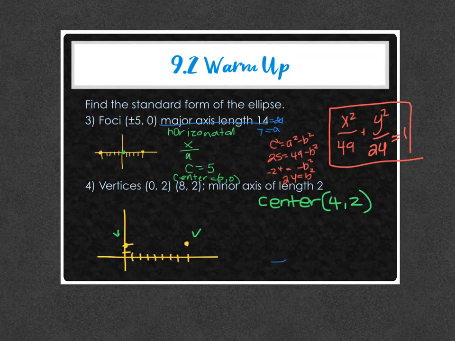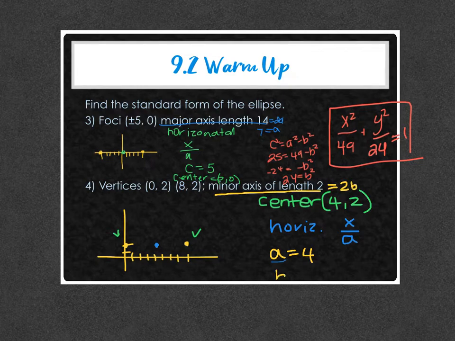What else do you know? What kind of ellipse is this? Horizontal. Which means the x gets the a again. And the other piece of information you could find from center to vertex is how long? Good. Then they give you minor axis length of 2. This is 2b. B is 1.